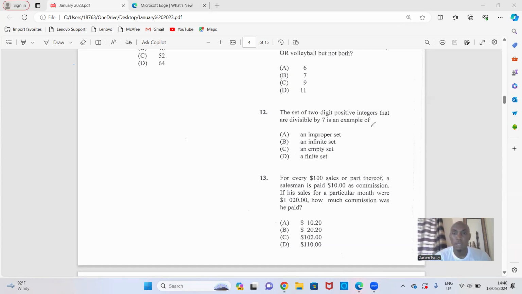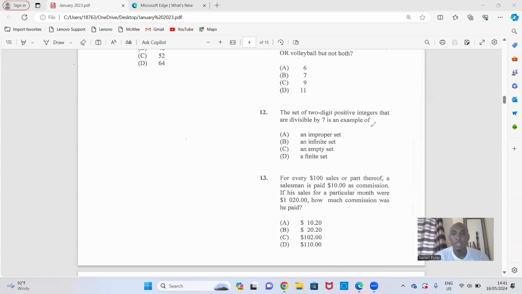Now, let's talk about this. Can we count the number of two-digit positive integers that are divisible by 7? Yes. We can count them. Once you can count them, it means it's a finite set. For example, the number of students in a class would be a finite set because you can count them. Once you can count them, it's a finite set.